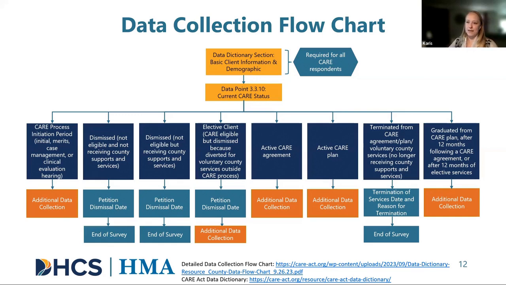Once the court has made a determination about the disposition of each care petition, county behavioral health will be asked to report on the care status at the individual level. In the basic client information section of the data dictionary, it is 3.3.10 current care status. There are a number of options and a client's care status could change over time.